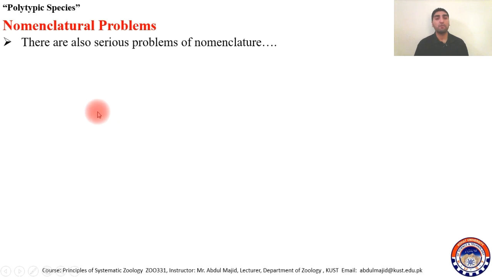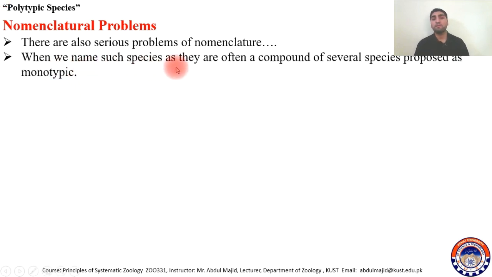Nomenclatural problems. When you are accepting polytypic species, there are nomenclatural problems too, because in nomenclature there is the generic name and then the specific name. So it's binomial nomenclature. But when you consider the polytypic species concept, then you are going to adopt a trinomial nomenclature, because the first one will be generic, the second one will be specific, and the third one will be the subspecific name or subspecies name.